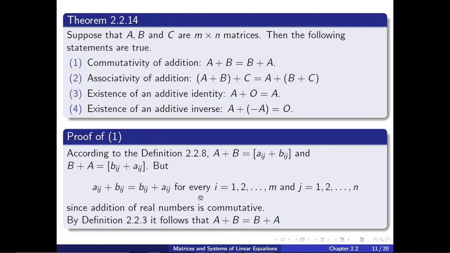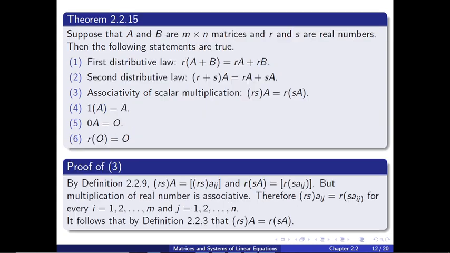Because the addition of real numbers is commutative, it means these two values will be equal. And if these are equal, it means that the matrices themselves, so A plus B and B plus A, are also equal. And this is from the definition of equality of matrices, definition 2.2.3. Right, let's get on to the next set of results.